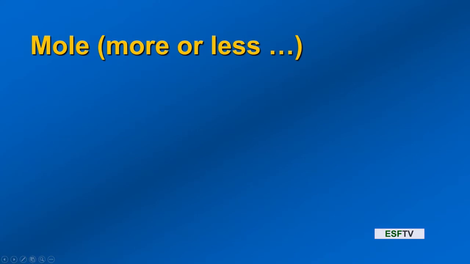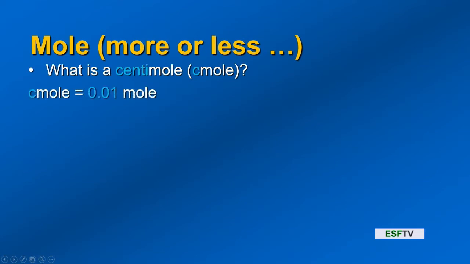So mole, more or less. Let's talk about a little piece of a mole, or a centimole. I put this in blue to highlight it, to also show you that when you're looking at cmol, you're looking at centi. We're in the metric system, thankfully. So a centimole is 0.01 moles, like centimeters are 0.01 meters, centigrams. So now we have a centimole, with a C, 0.01 mole. Just something you have to know.